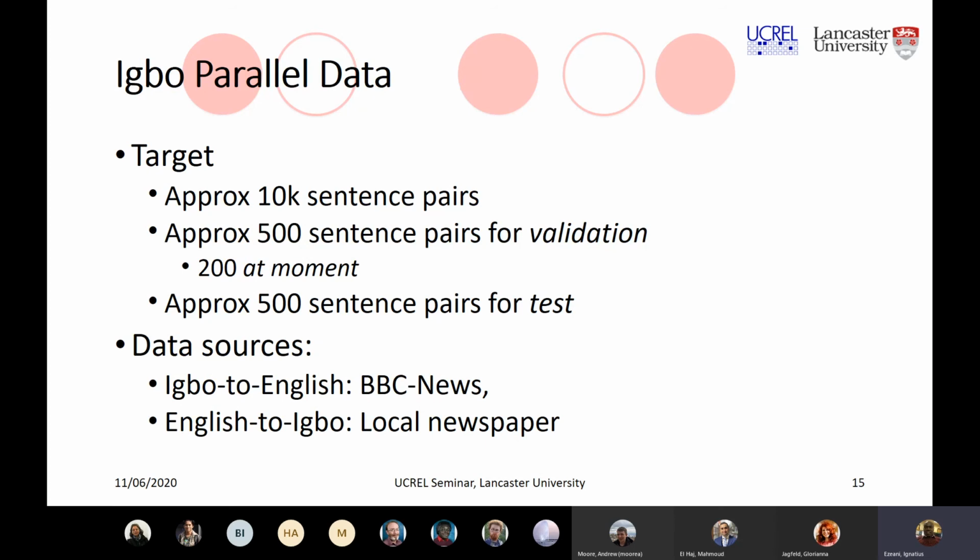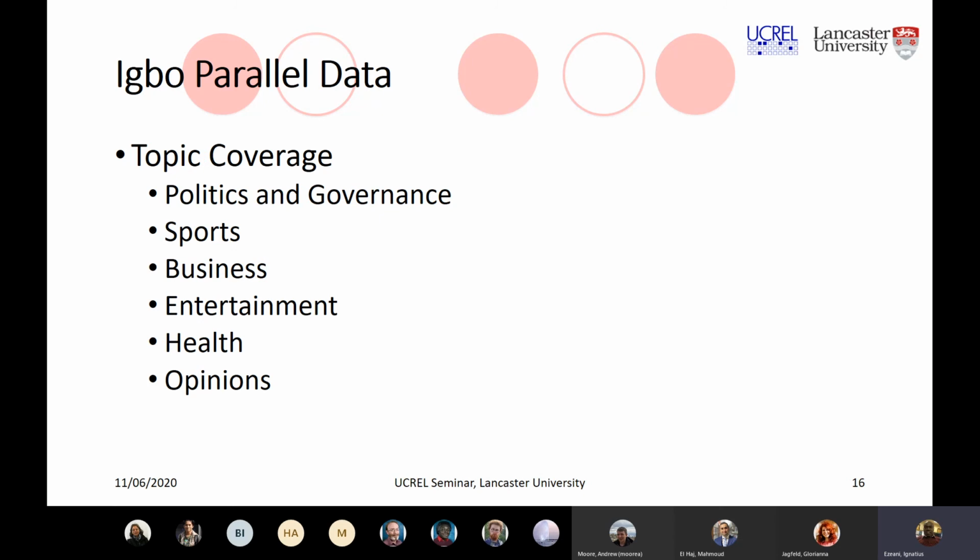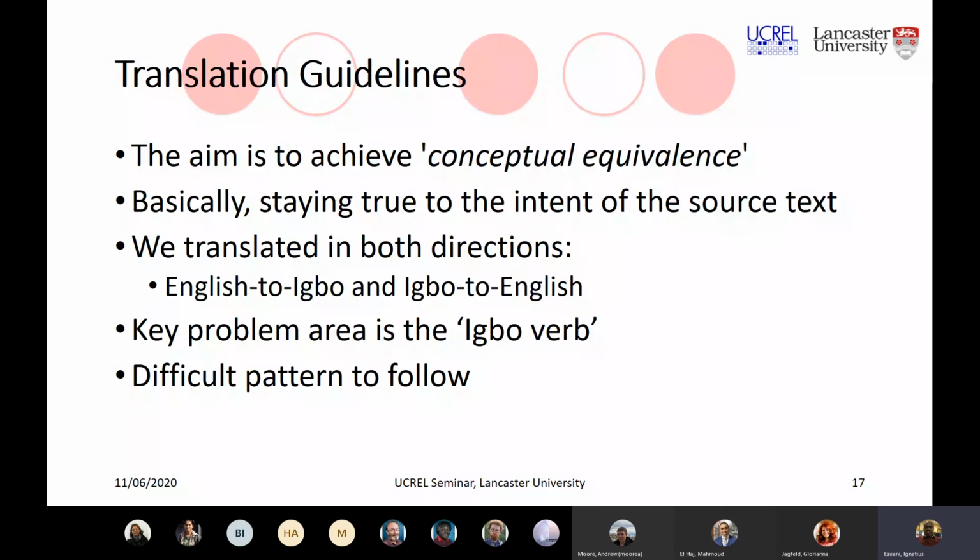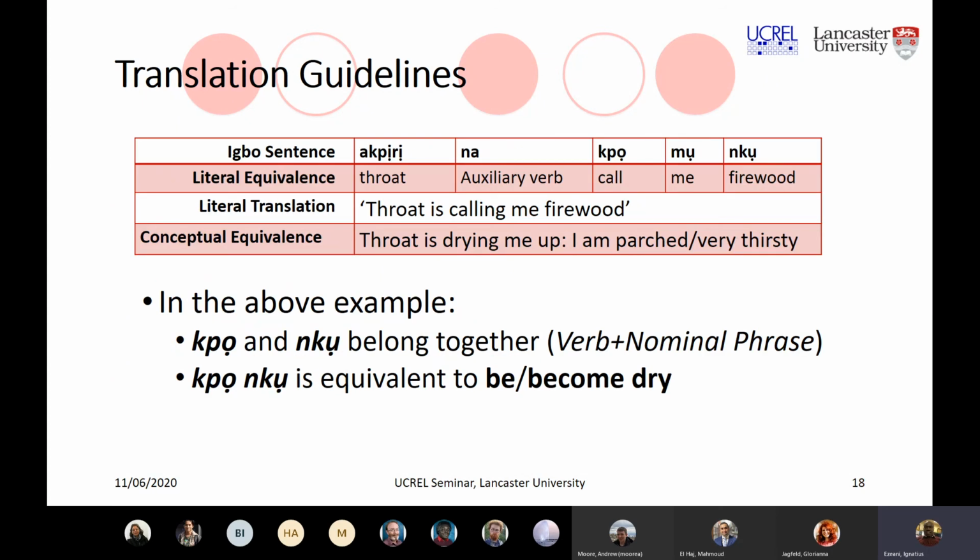Now, for the parallel data, our target, again, like I mentioned, is to build 10K sentences. And we want the topic coverage to span across politics and all these things. And the aim when we set down to translate is to achieve conceptual equivalence. The problem with Igbo is that sometimes the way, and I'm sure it's not just Igbo, most of the languages are not exactly related to languages like English. The conceptual equivalence is sometimes difficult to achieve when you are translating from them. And I'll give you some of these examples.